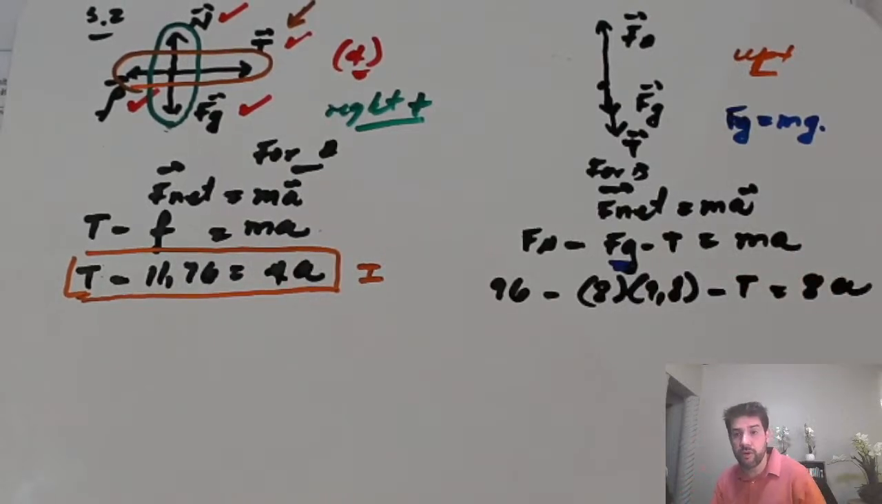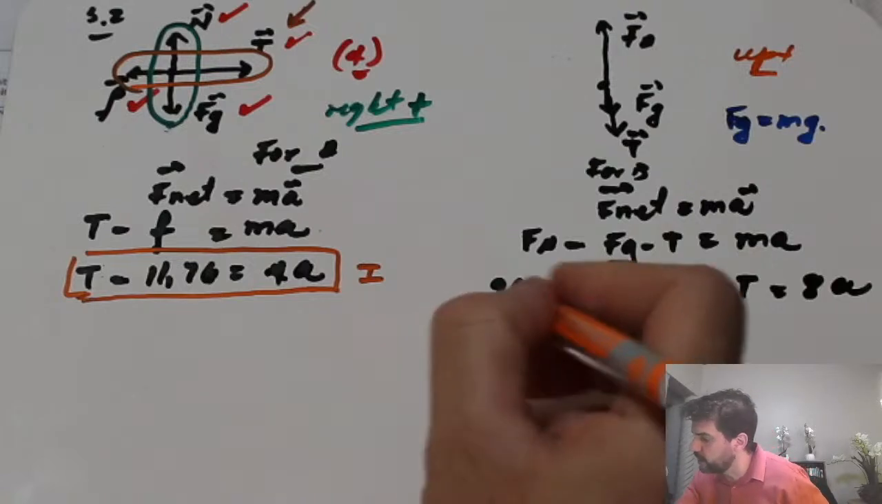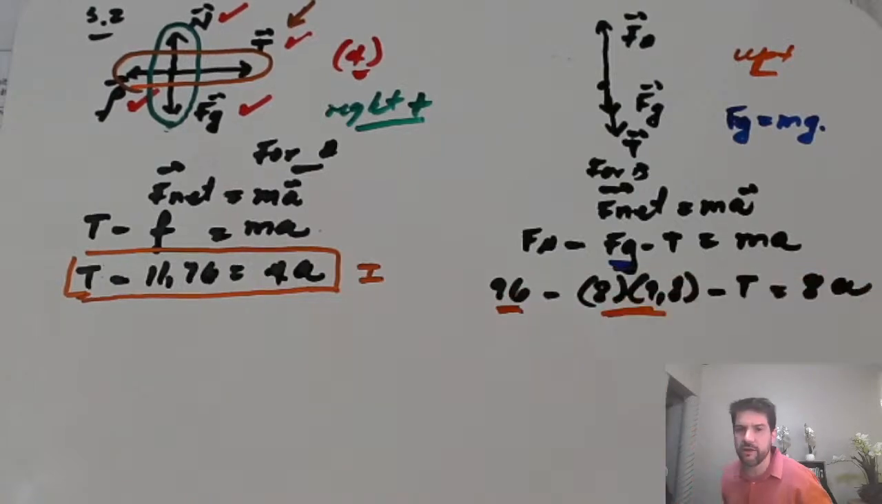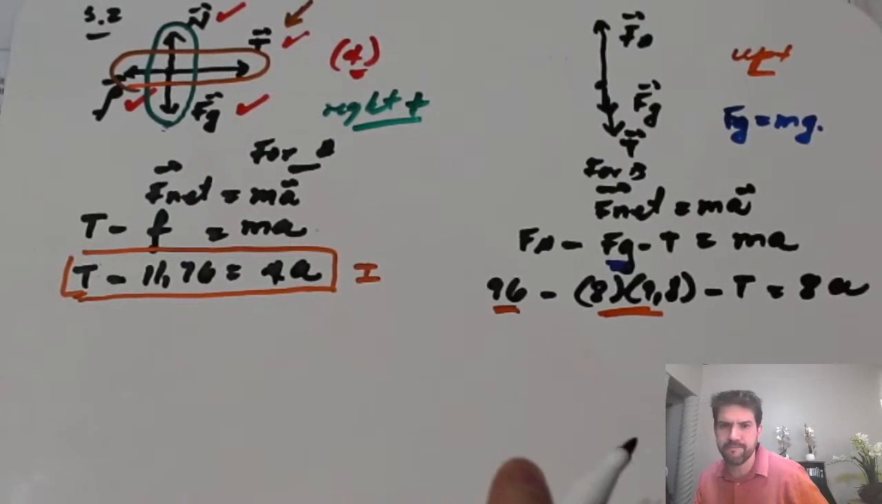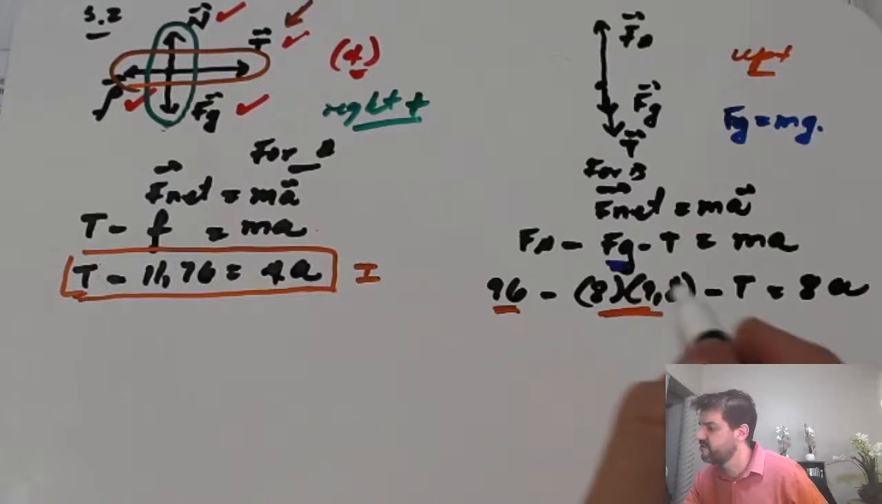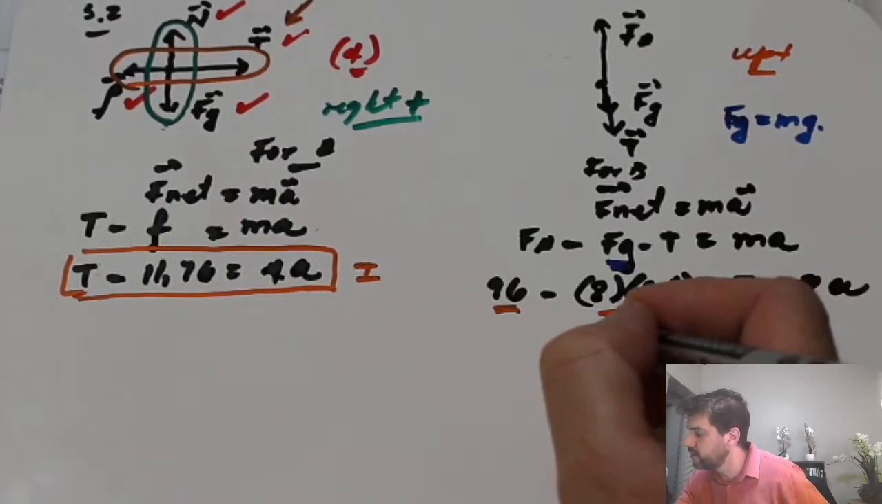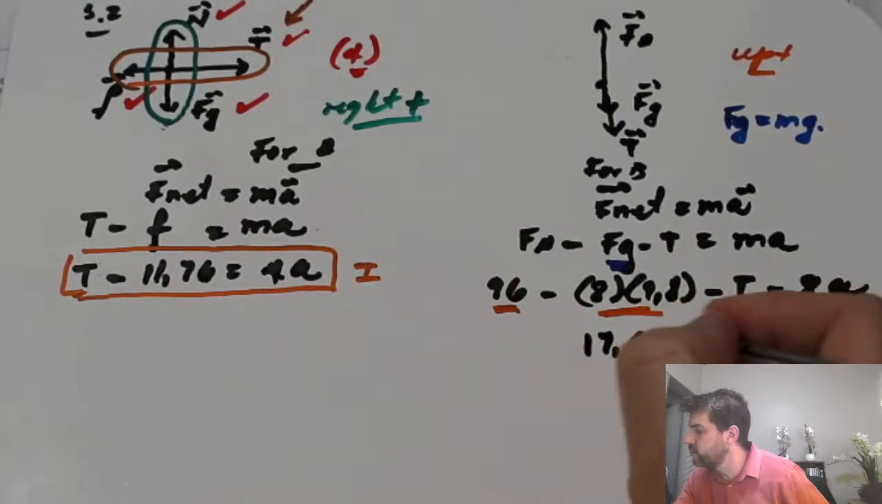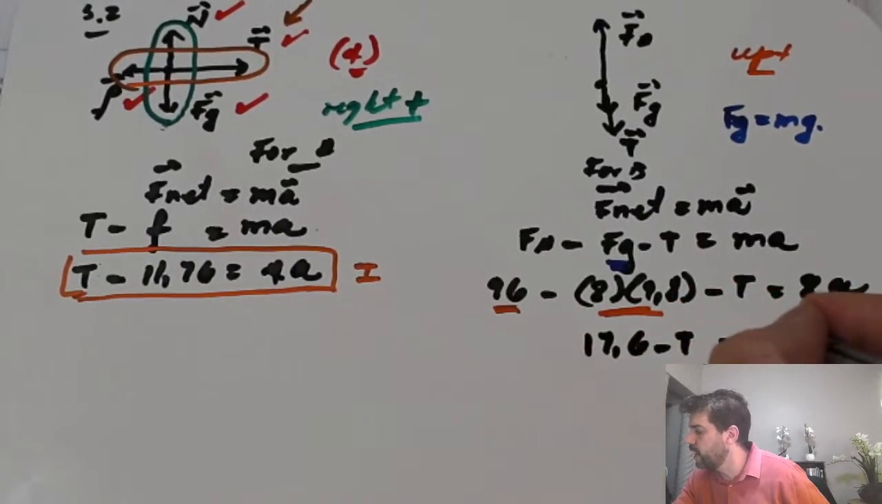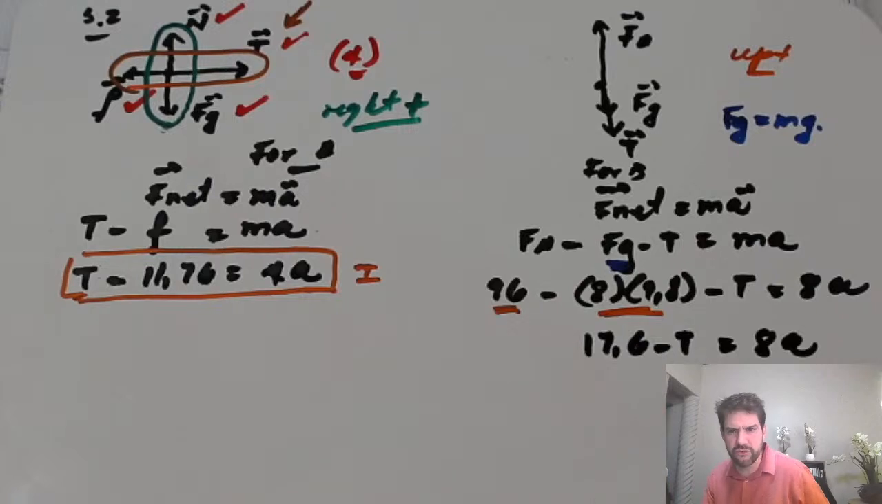All right, we can go one more step because we have numbers here that we can actually work with. We have the 96, we have the 8 times 9,8. We can solve those. If we solve this, you can do the calculation. I already did it here. All of this left-hand side will give me 17,6 minus T is equal to 8a. I already did those calculations. You can just compare and make sure you get it like me.